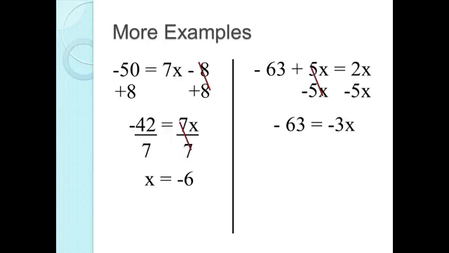Our final step would then be to divide by negative 3 on both sides of the equation. On the right-hand side, the negative 3's will cancel. And on the left-hand side, negative 63 divided by negative 3 leaves us with the answer x equals positive 21.